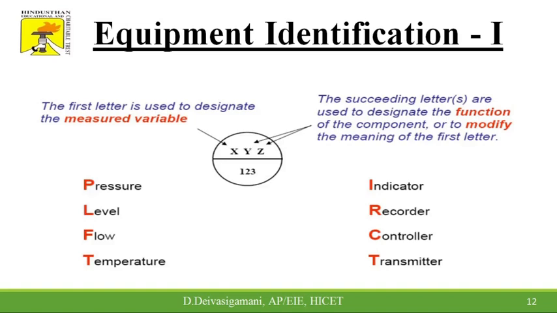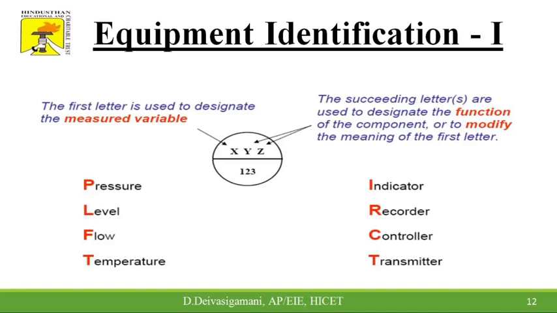First of all, we must learn letter indications in order to identify all the equipment clearly. Basically, it consists of three letters. The first letter is used to identify the process variable like pressure, level, flow, and temperature. The second letter indicates the readout functions like alarms, recorders, and functions. And the third letter is used to indicate the output functions, which means a controller and transmitter, like that.